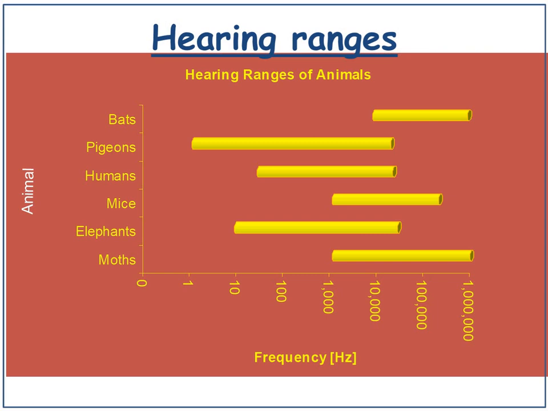Just a quick look at hearing ranges. So here is the human hearing range, up to 20,000 Hertz. Pigeons can actually hear a bit lower than us. Mice can hear higher pitched noises than us. You can actually get devices in your home that make a high pitched sound so that you don't get mice, if you lived in like a farmhouse or something. Elephants can hear lower noises than us. Moths can hear higher noises than us.